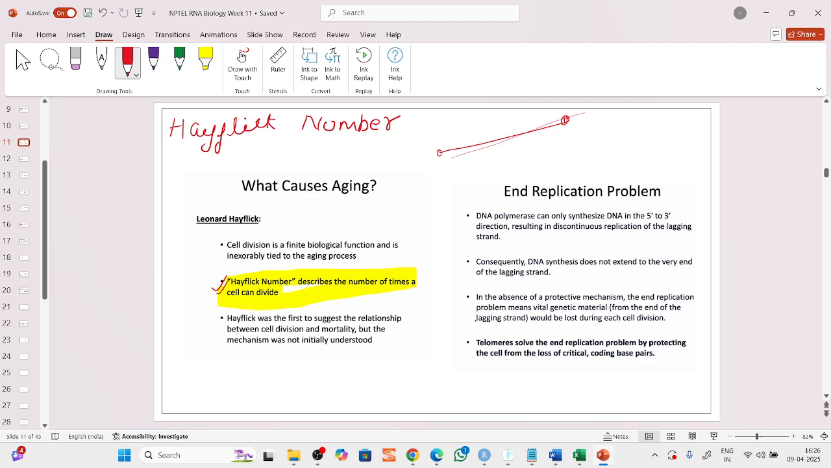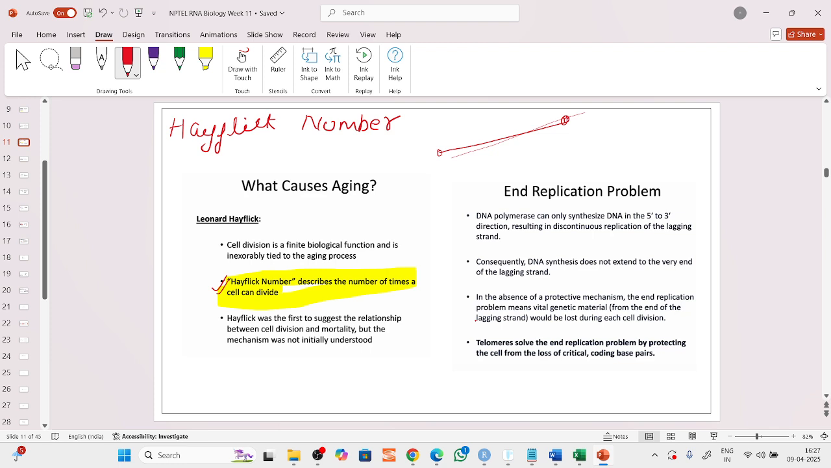So therefore, with each round of cell division, the genomic content of the cell should not get compromised. Therefore, nature has installed a mechanism that we have telomeres at the end. So even if the replication is not happening completely, the thing which is getting lost is just the telomeres, which are non-coding repetitive sequences. So there is not much problem in losing the telomeres. So this end replication problem is solved with the help of telomeres and telomerase enzyme.